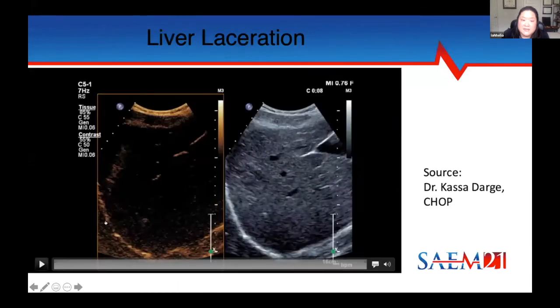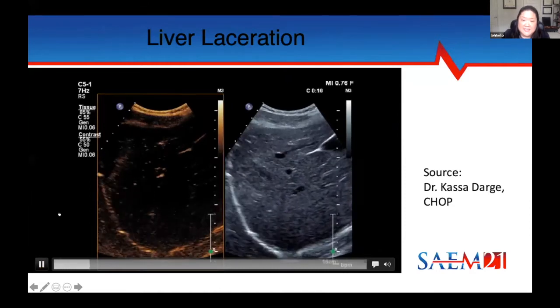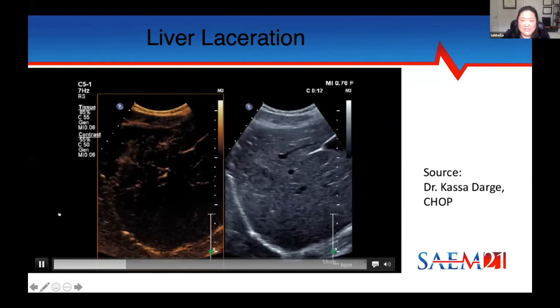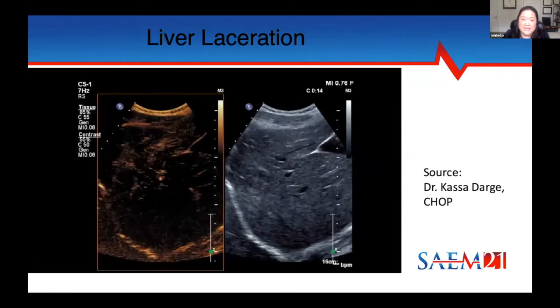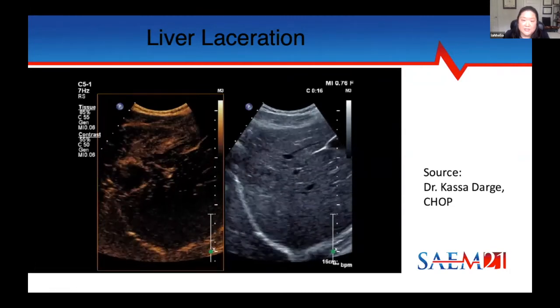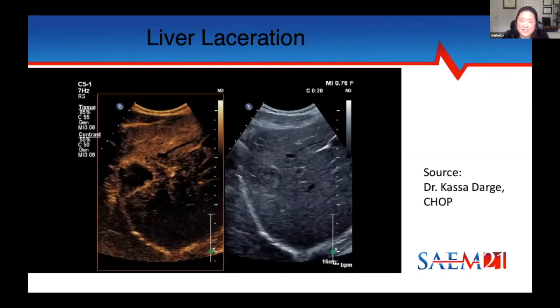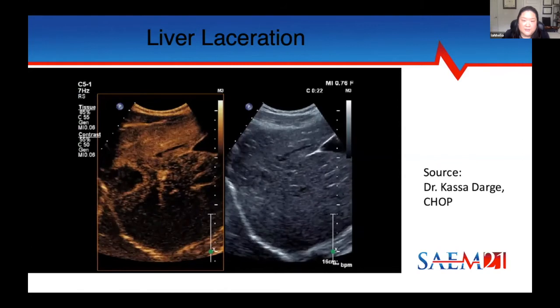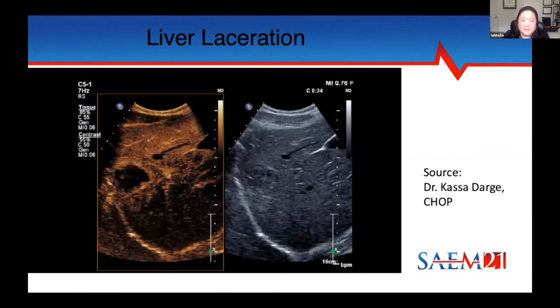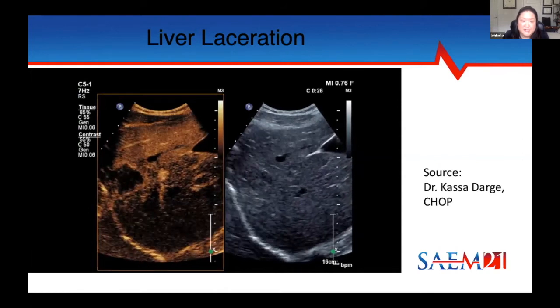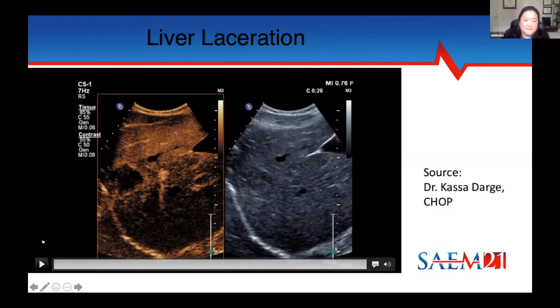Here's another example of a liver laceration case in a different patient. Again, we're showing you side by side what these images would look like, one in B mode and one using contrast enhanced ultrasound. There are subtle changes that you might see on the right side, but they're pretty hard to pick up. You may see a little bit of heterogeneity, but on the left side, that hole is very clear that there is a laceration there, right here.